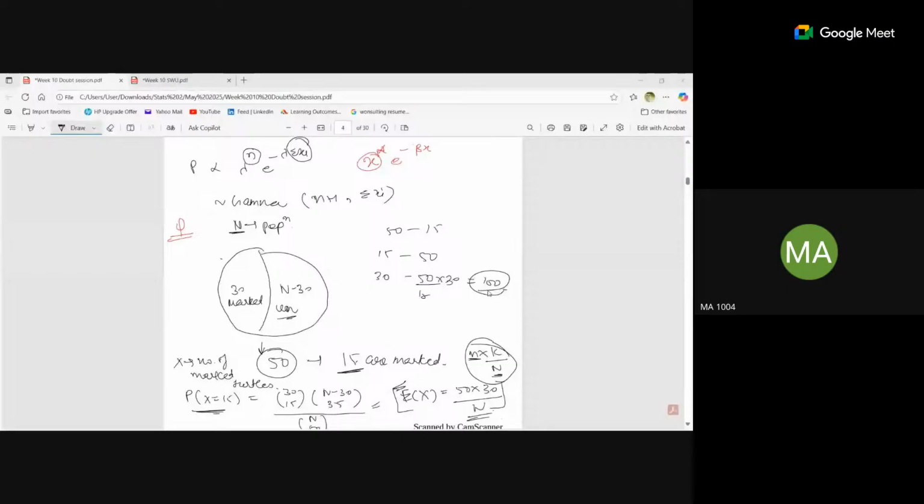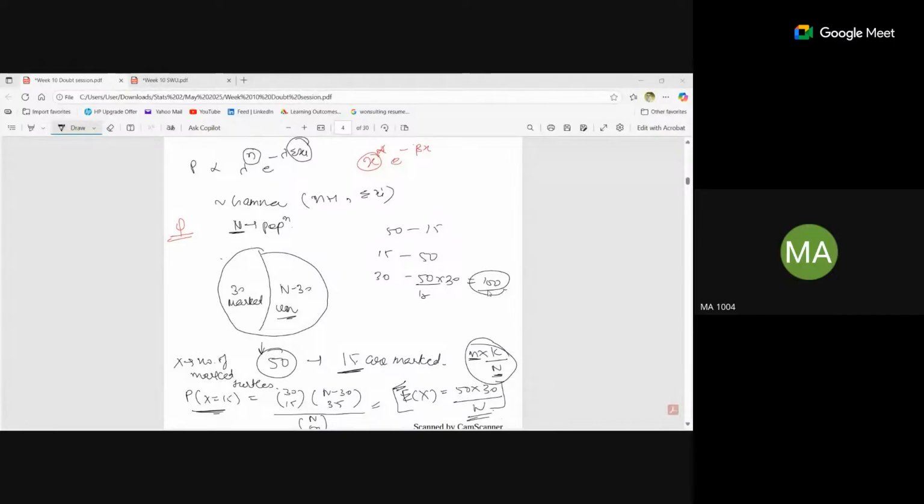Dekho, listen. So what we are doing... I don't think so. Like that method, okay, you got the answer, that is fine. But here we are taking a sample, right? We are taking 50 of them, and from that 15 are to be marked.